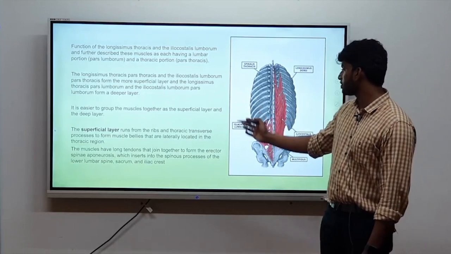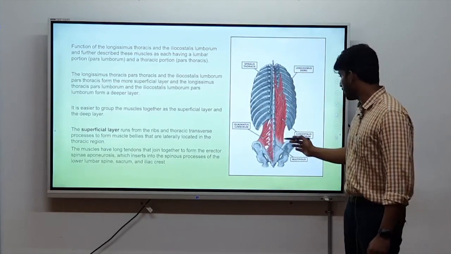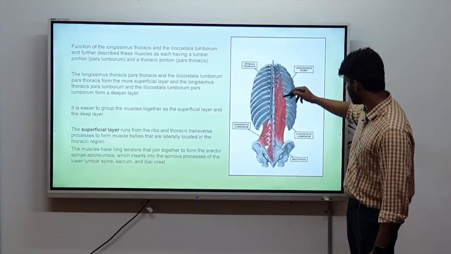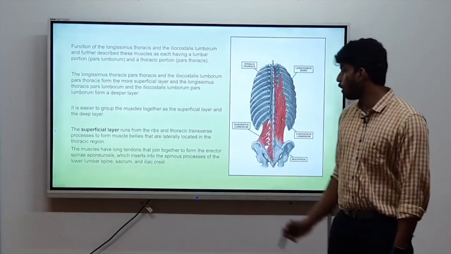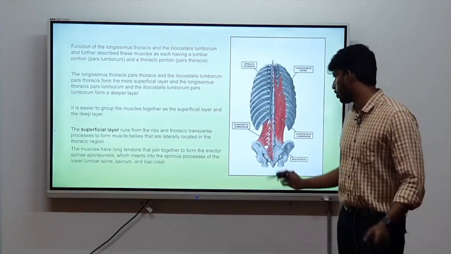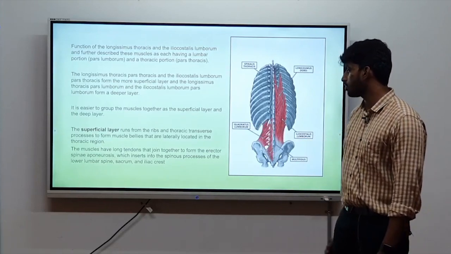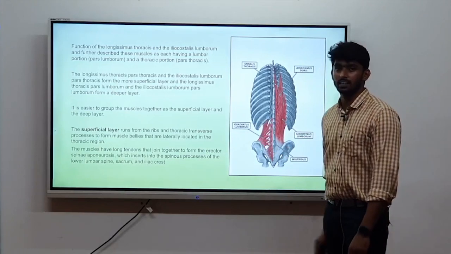The superficial layer runs from the ribs and the thoracic transverse processes to the muscle bellies located in the thoracic region. See, it is coming from the ribs and traveling through the thoracic region. The muscle bellies have long tendons that join together to form the erector spinae aponeurosis, which inserts into the spinous processes of the lower lumbar spine, the sacrum and the iliac crest.